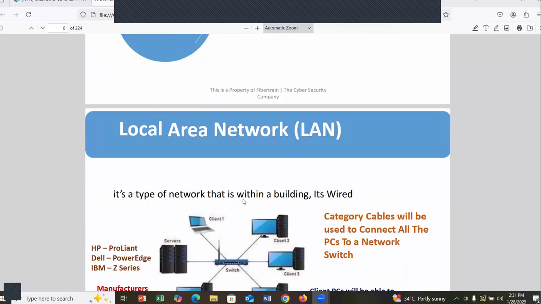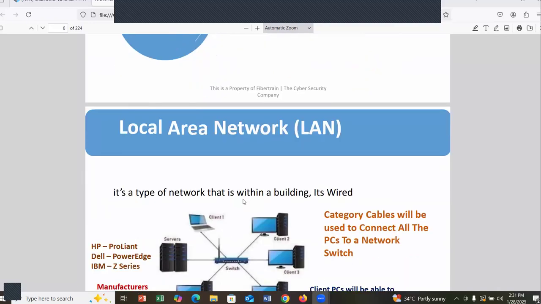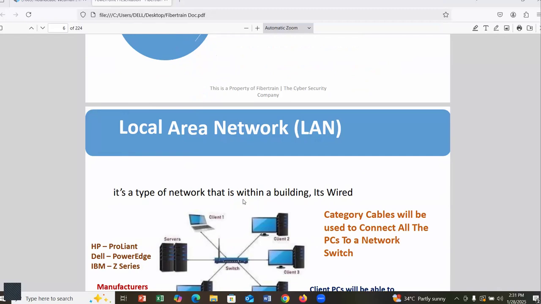When we're talking about a LAN, as we all know, LAN stands for local area network. So what is the function of a LAN? Here it says that a LAN is a type of network that is within a building and it is wired. So anytime you hear about LAN, what I want you to keep in mind is that a LAN is a type of connectivity within the same building and it is wired. When we have a connection of systems in one building and they use cable to connect them together, that is what a LAN is.